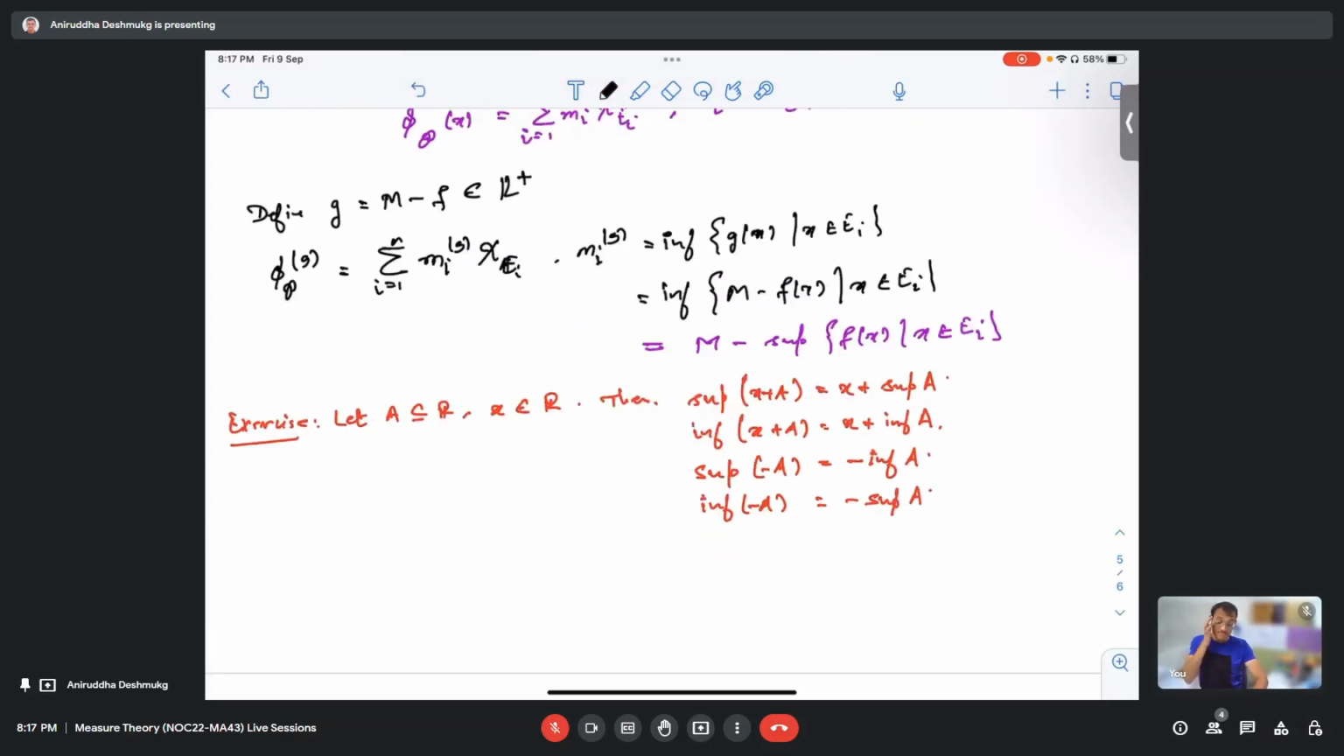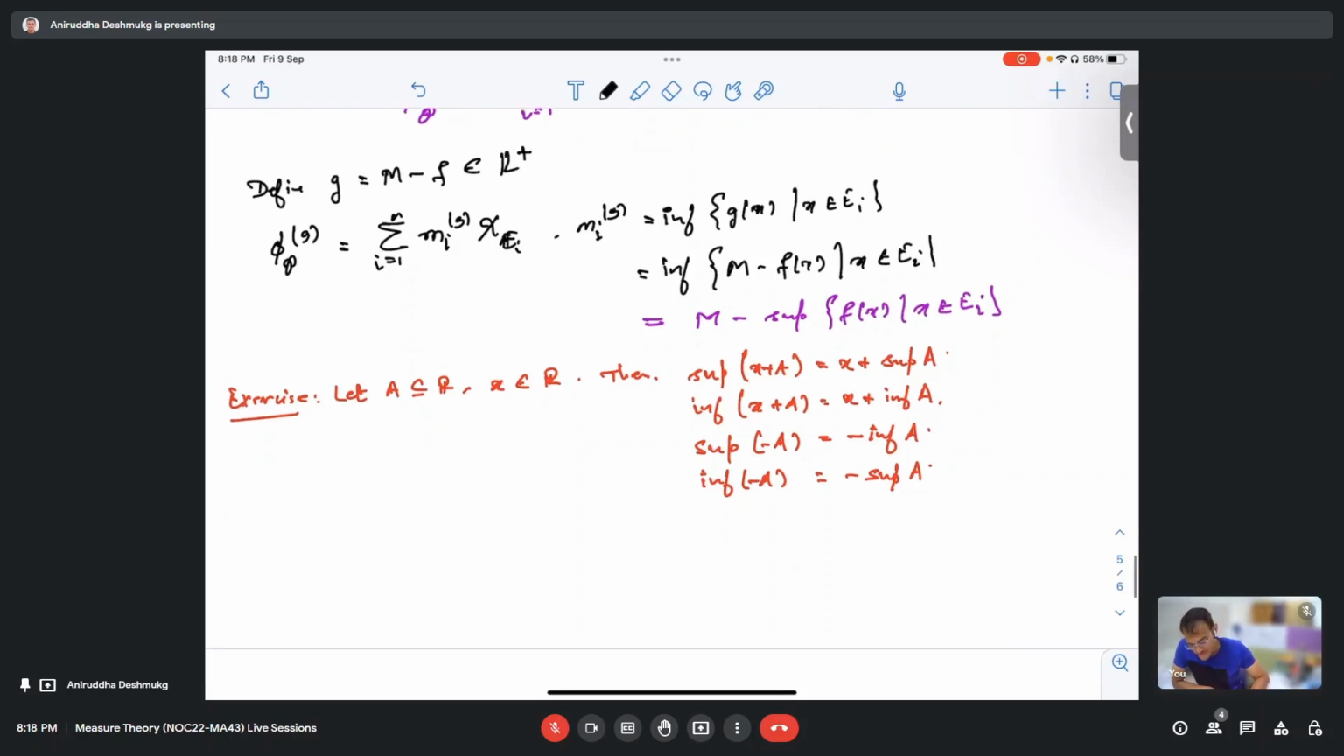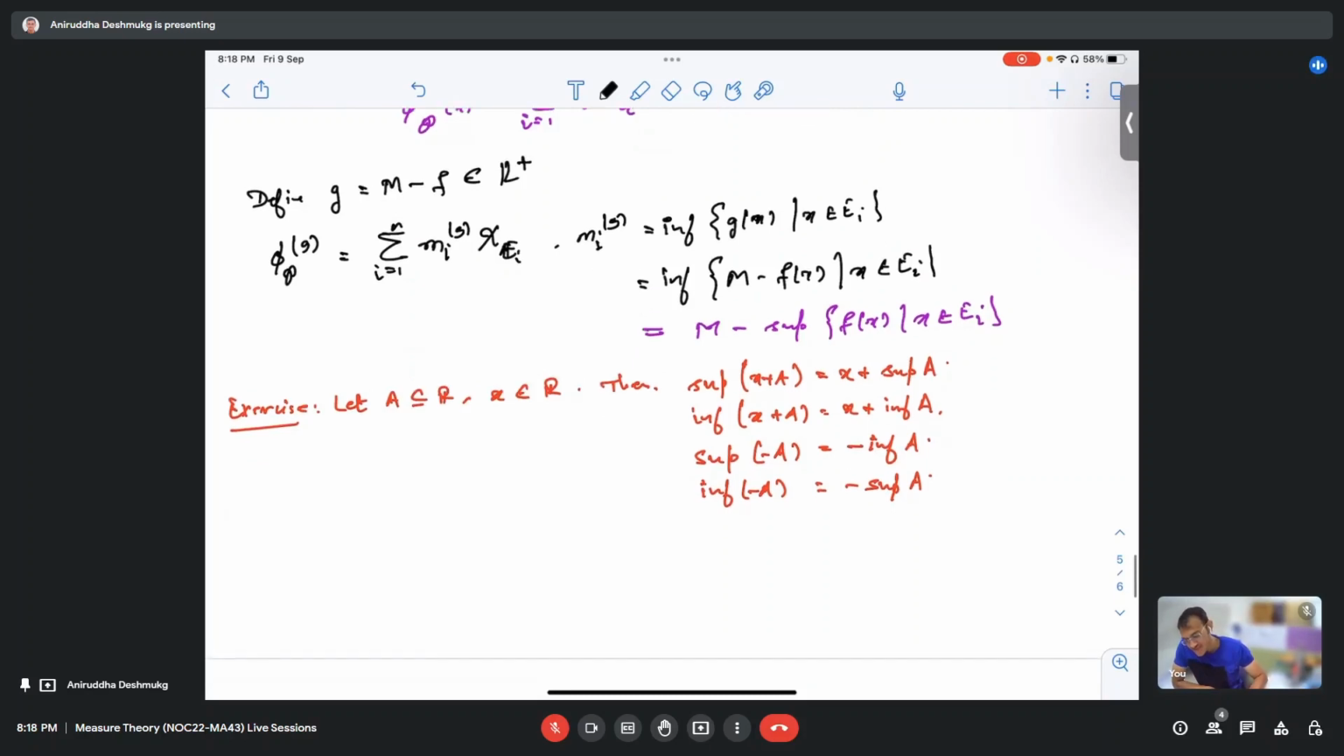We have used the second and fourth here, because I have to take this M outside, and then I have used the fourth. So you prove this exercise, then it is clear.